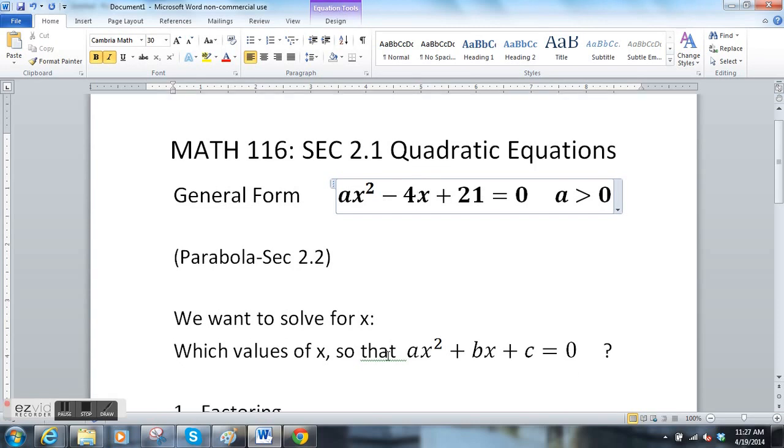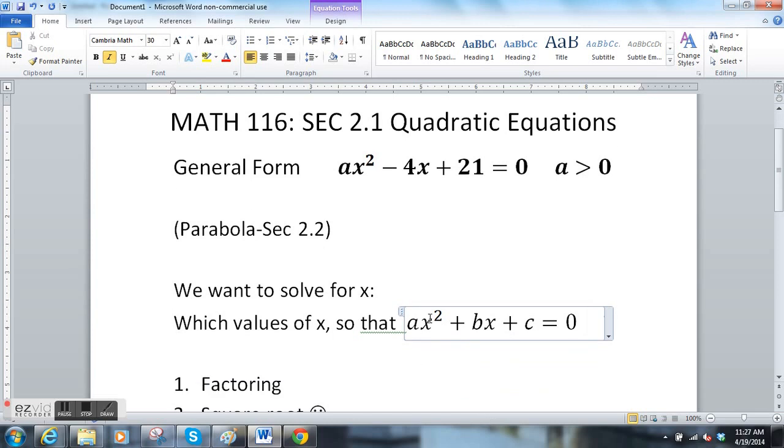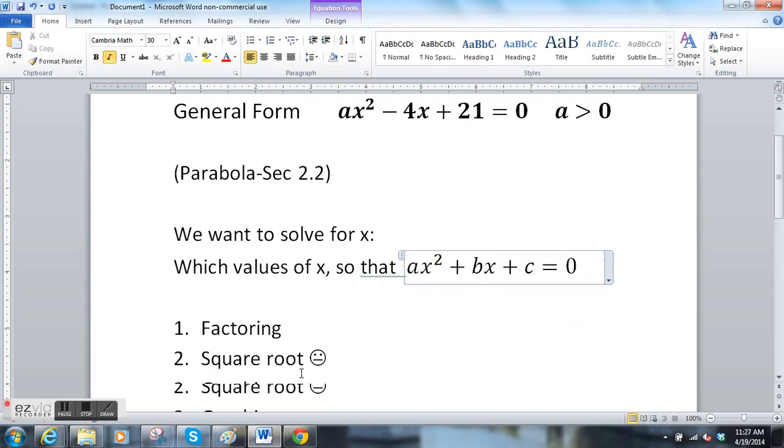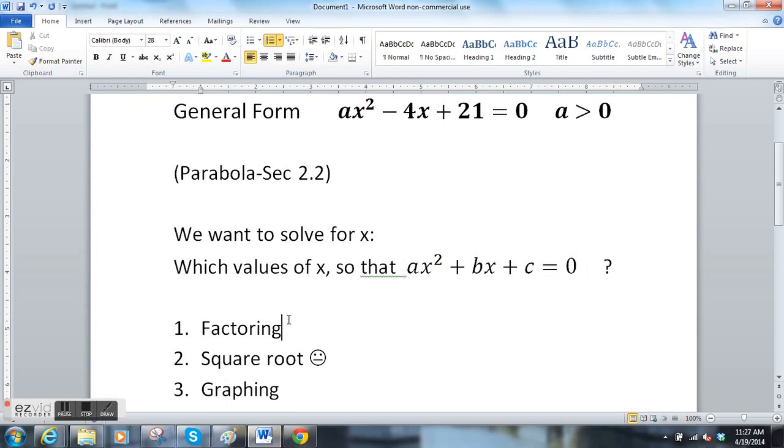In this section, we want to solve for x. That is, we want to find the values of x so that this general form is true. We want ax squared plus bx plus c to be equal to 0. And we want to find out which values of x make that true. And there's essentially 4 different ways to do this.